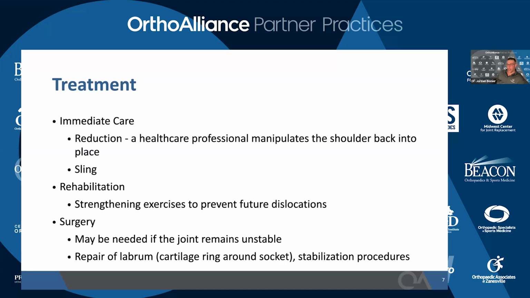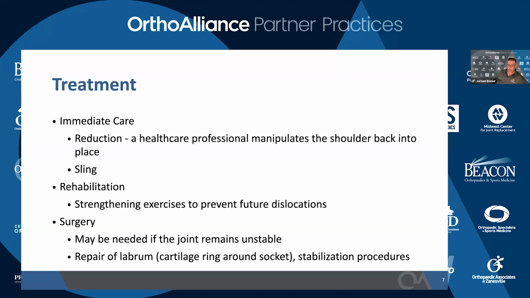The next step in treating a shoulder dislocation is rehabilitation. And really, this will focus on strengthening exercises to prevent future dislocations. And so typically that's done for about 4 to 6 weeks, sometimes longer, and with gradual return to motion.